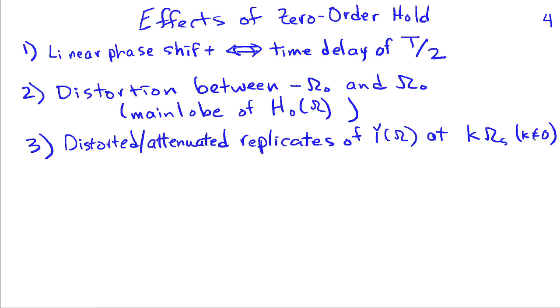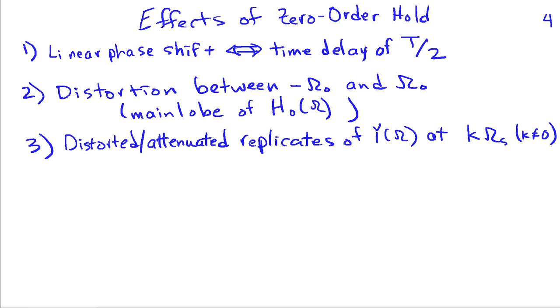So we can correct some of these effects. We can't correct number one because the time delay, to reverse that, we'd have to have a time advance, and that's a non-causal operation. So in a practical system, once a time delay is introduced, we can't fix that. So we're going to have to live with that one. But these other effects, we can do some subsequent processing to get rid of them.